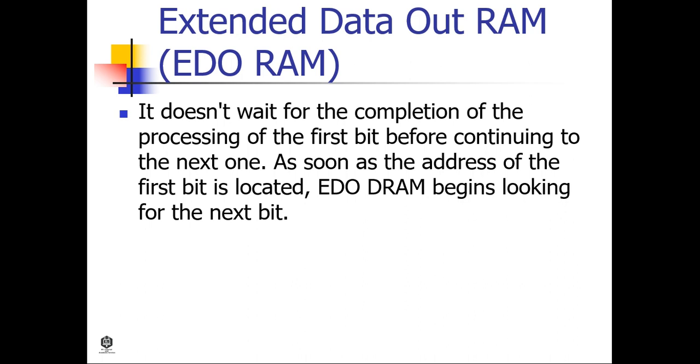EDO DRAM is an abbreviation of Extended Data Output Random Access Memory. It doesn't wait for the completion of the processing of the first bit before continuing to the next one. As soon as the address of the first bit is located, EDO DRAM begins looking for the next bit.